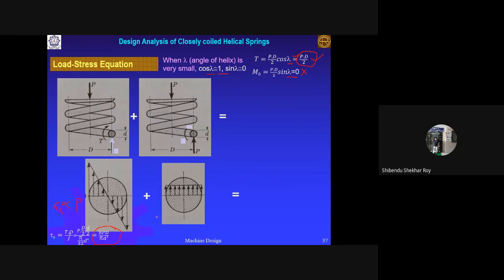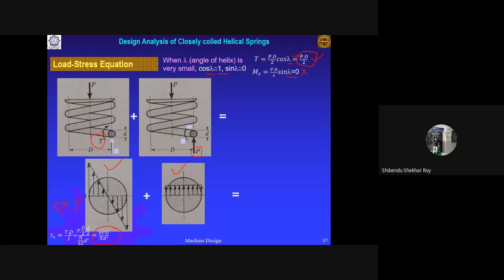Now you just add these two stresses vectorially. Individually you can find the internal effects. The internal effect due to T you found out, and the internal effect due to P you found out. That means this one and this one, and you add them vectorially. But here you see the cross section, both are lying in the same plane.